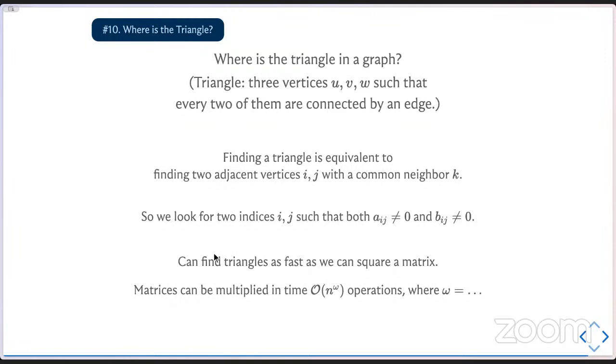So coming back to the computation time, you can do this as fast as you can multiply matrices, and you can multiply.